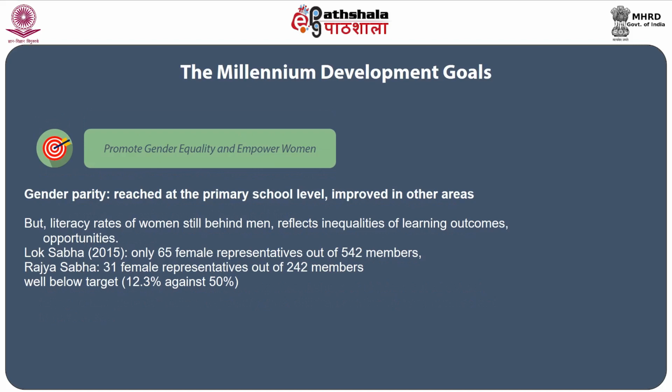In the Lok Sabha, in 2015, it has been emphasized that there were only 65 female representatives out of 542 members, and 31 female representatives out of 242 members in the Rajya Sabha, disproportionate for the national parliament and well below the target: 12.3% against a target of 50%.